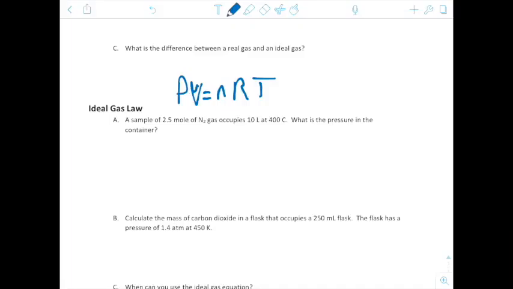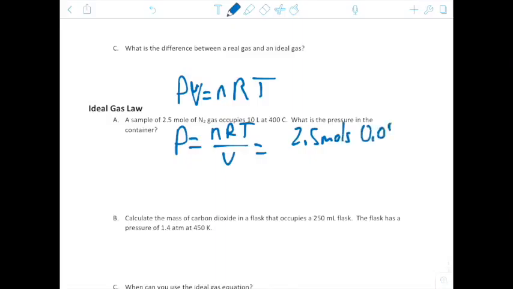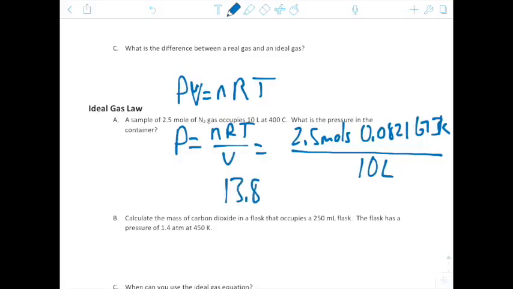So it says what is the pressure? So we will be solving P equals nRT all over V. So we have 2.5 moles. We have R, which is 0.0821. We have a temperature of 400 degrees Celsius, which we add 273 to, and we get 673 Kelvin, all over a volume of 10 liters. We plug this in, and we get 13.8 atmospheres of pressure.